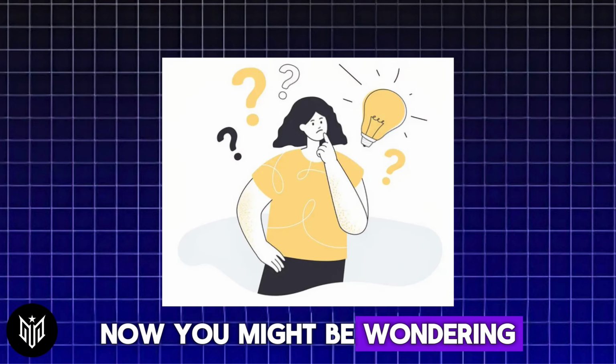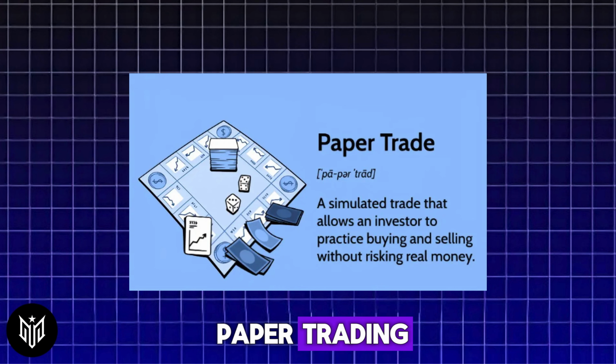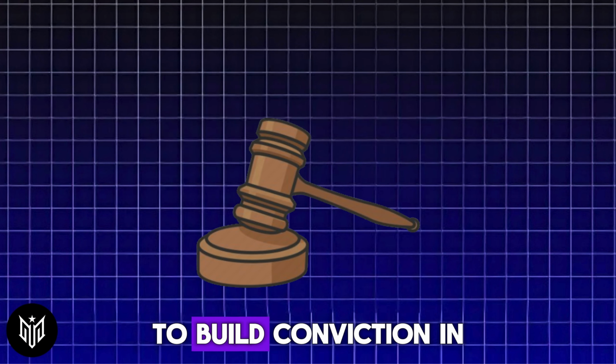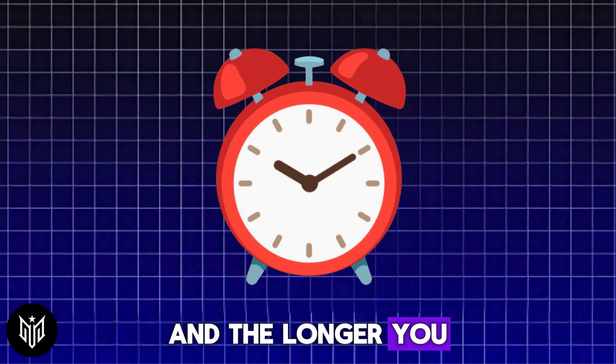Now, you might be wondering, how can I actually put all of this knowledge into practice? You can start with paper trading or just observing charts daily to build conviction in the markets. Identify candles, patterns, and price action, and the longer you do it, the better you will get.